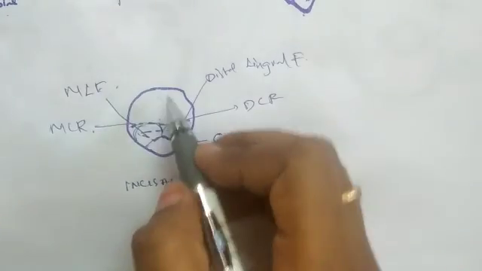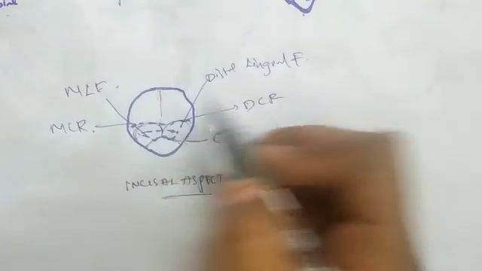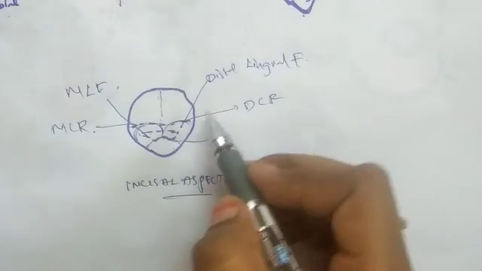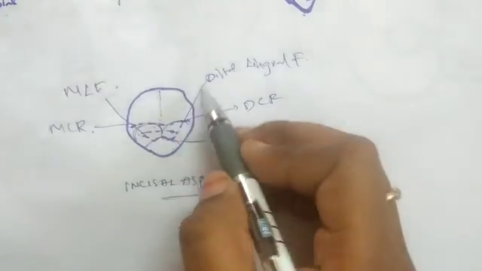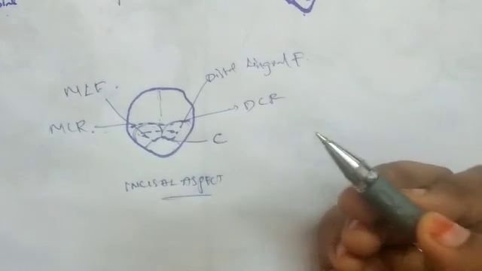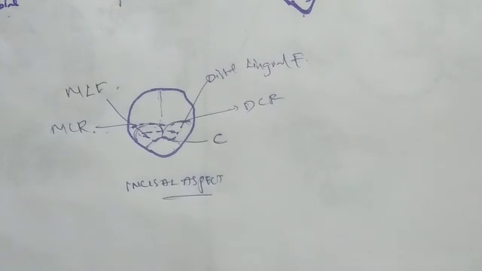This is the labial aspect. Here is a labial ridge. We can also see the cingulum, distal cuspal ridge, mesial cuspal ridge, distal lingual fossa and mesial lingual fossa. This can be appreciated from the incisal aspect.